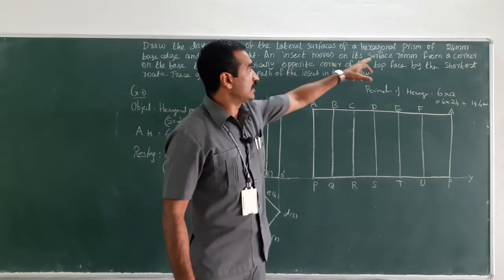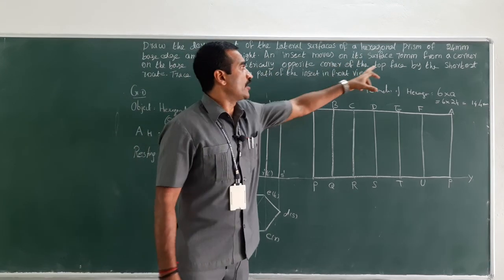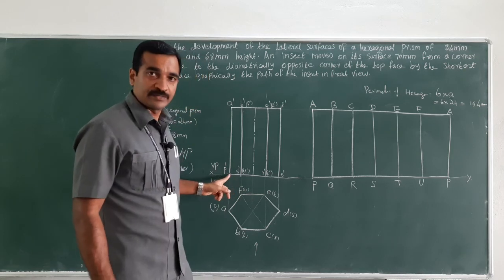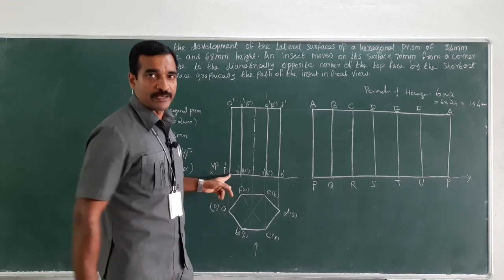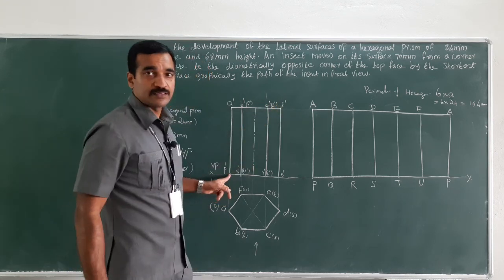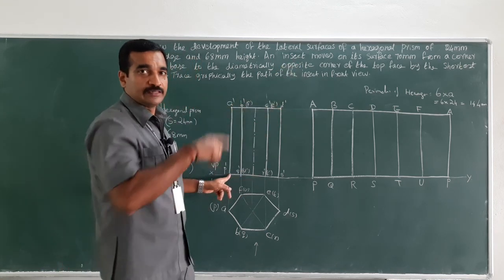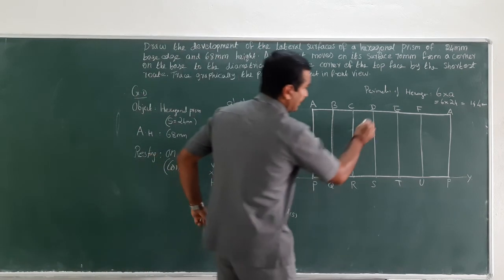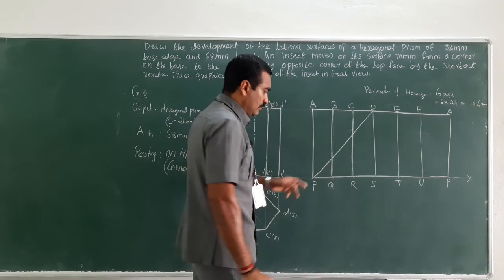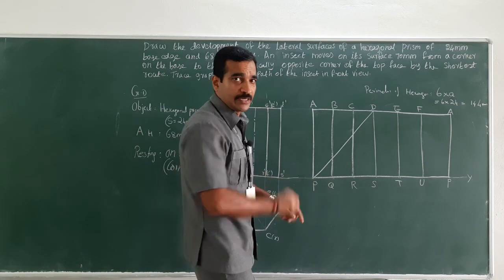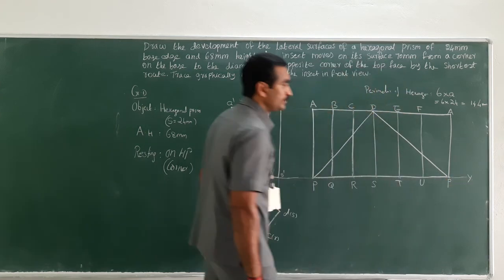An insect moves on its surface 60 mm from the corner of the base to the diametrically opposite corner of the top face. Where is the base corner? This is the base corner, that is point P. Which one is the diametrically opposite corner? D. That is the opposite corner. So it is moving from one corner to the diametrically opposite corner and comes back to the initial position, that means where it started.